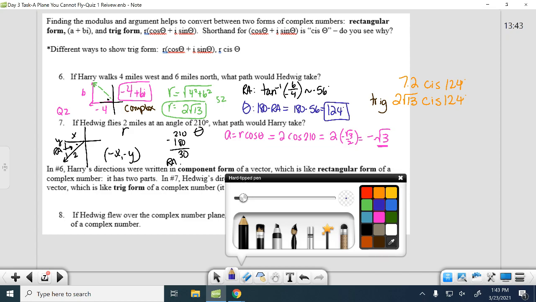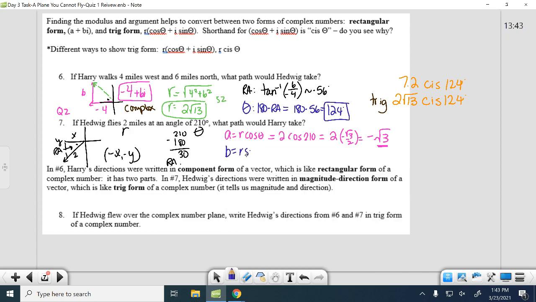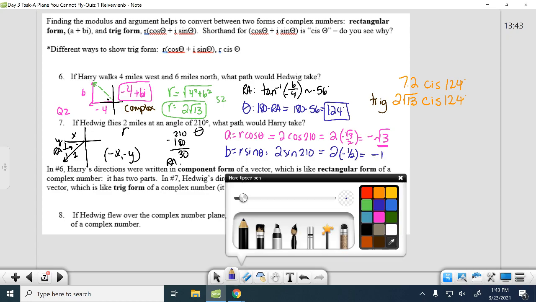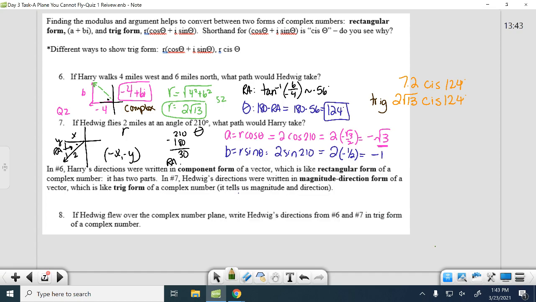For our b value, we're going to do b is r sine of theta. So that'll be 2 sine of 210. Again, because you can go back and forth with using reference angles and changing signs, or just using your given angle. It means the same. Sine of 210 is negative 1/2. So 2 multiplied by negative 1/2 simplifies to give us negative 1. So our point in complex form is negative square root 3 minus 1i, or negative 1.73 minus 1i if you want to see that.